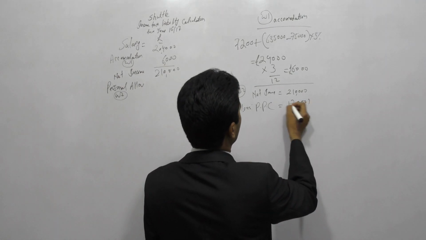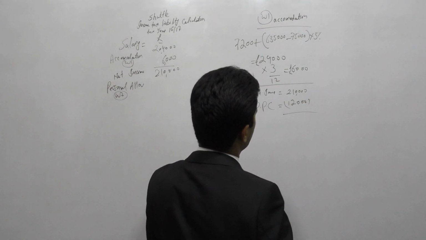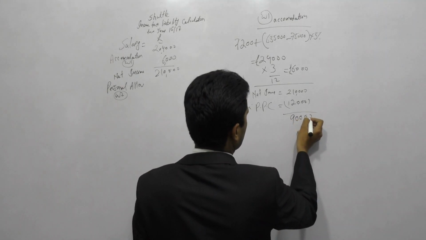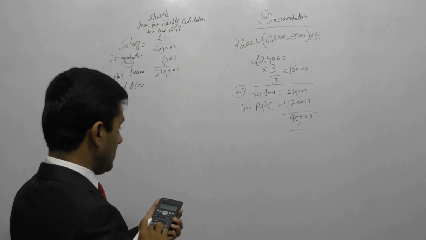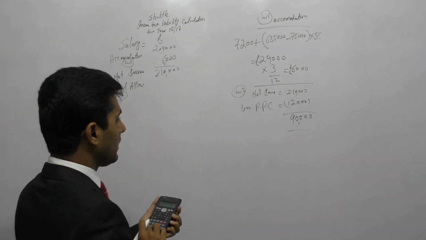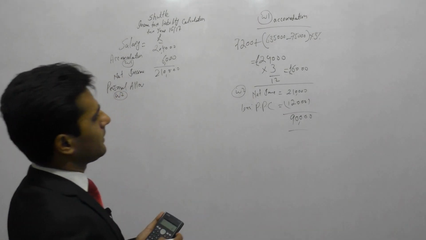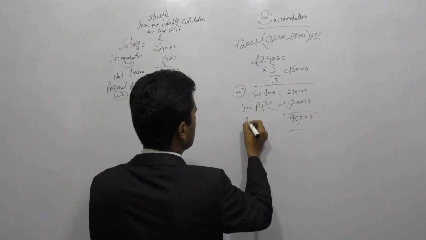So we'll deduct this one out of that. So the remaining amount is going to be how much? 210 less 120, 90,000 pounds. Yeah, it is 90,000 pounds. So 90,000 pounds is his adjusted net income. So I'll just write it down, adjusted net income.